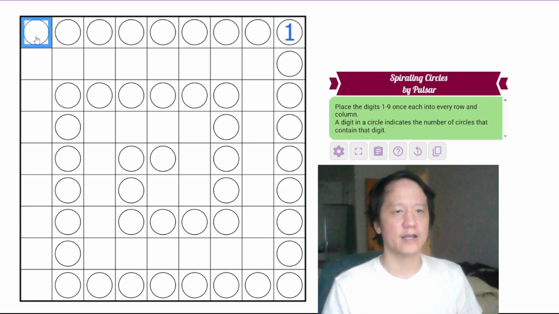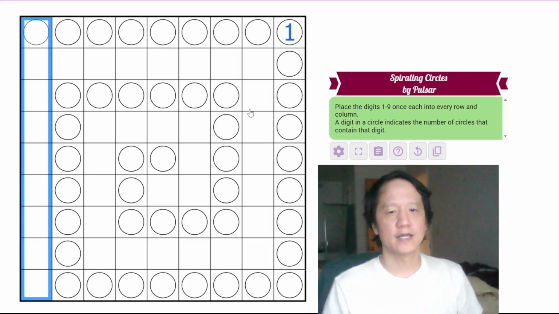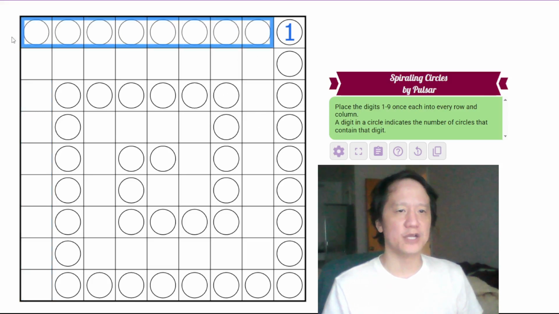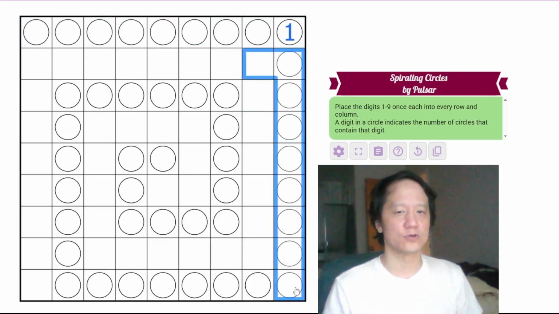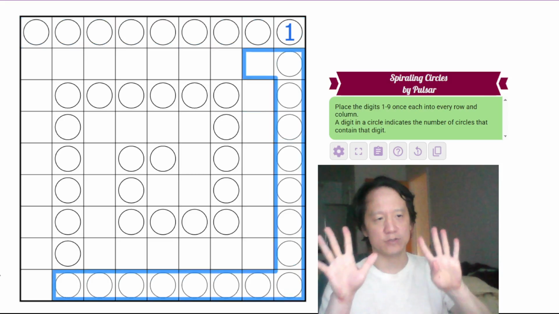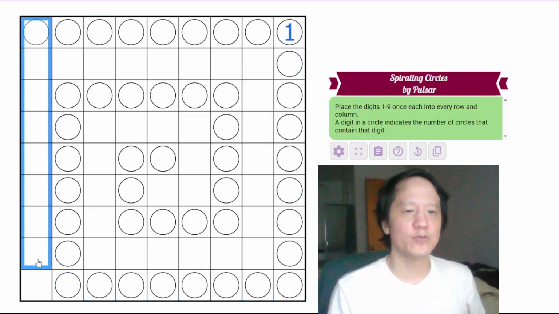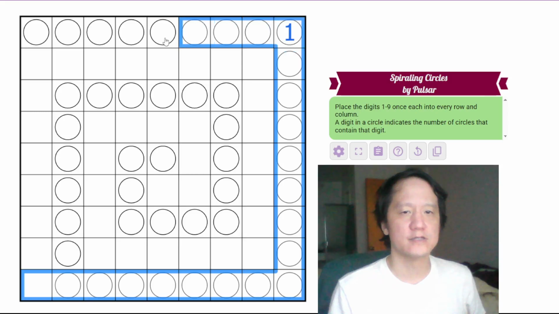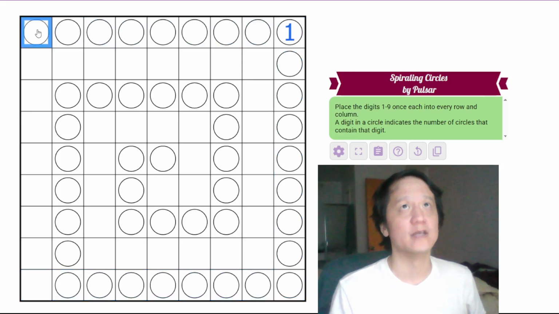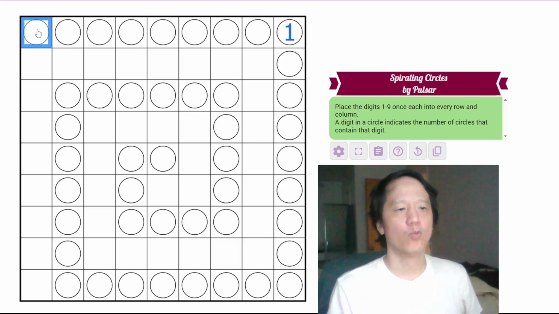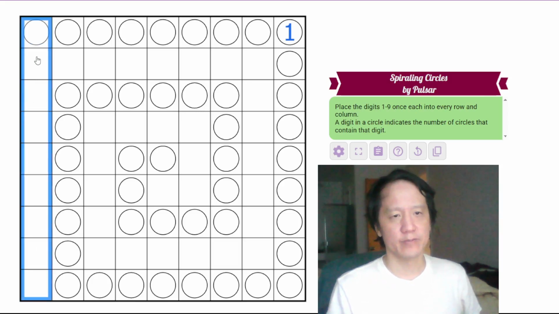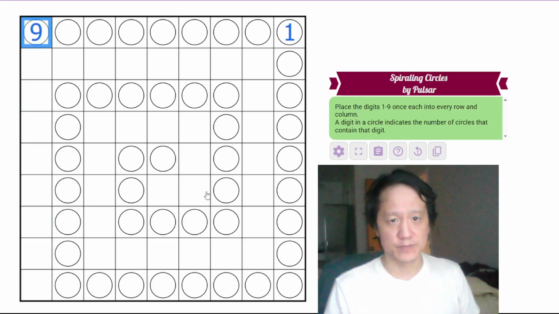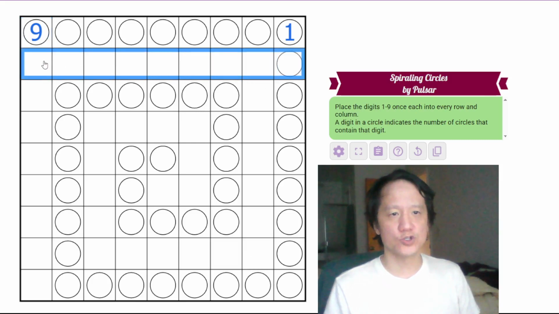Similarly with 9. 9 has to appear only in circles, right? Because you have 9 nines in the puzzle. So they have to be in a circle. Nines always have to be in a circle, essentially. Where can 9 be in column 1 then? It can only be in a circle, so this is a 9. How about row 2? It can only be 9 here, so that's 9.